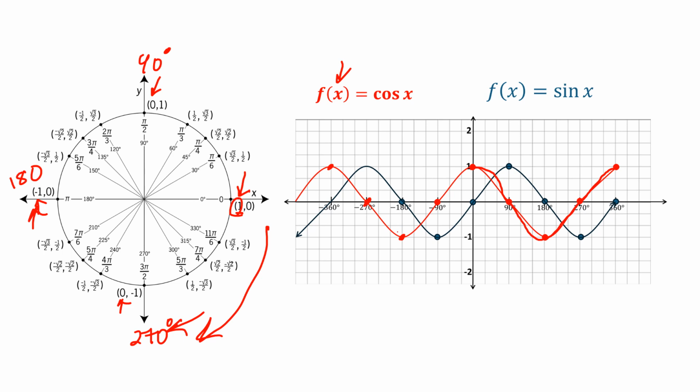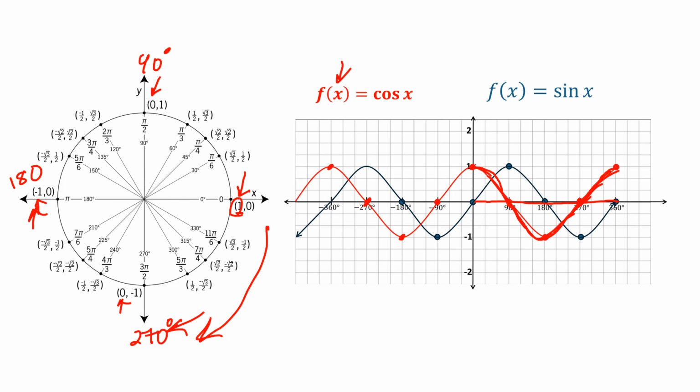And for cosine, that pattern starts here at 1, goes down to -1, back up again to 1, and once you get there, it starts doing it again. So the period for cosine is the same as the period for sine. It takes the same amount of x-axis, 360 degrees, for that function to start repeating again.